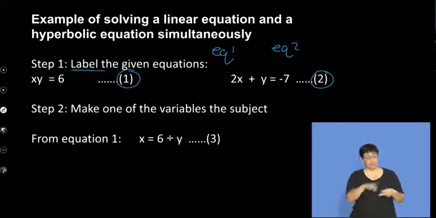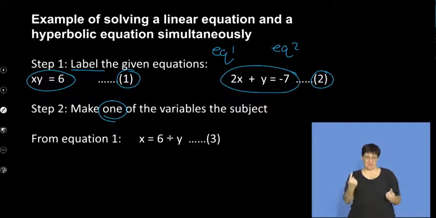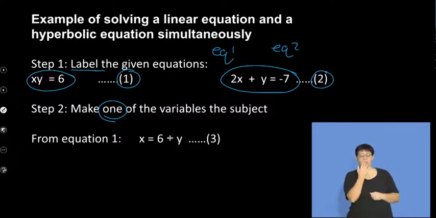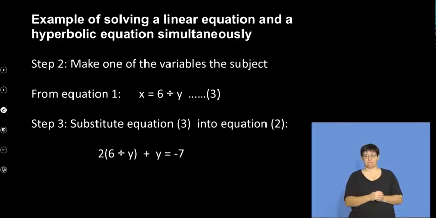The second step, you must make sure that you make one of the variables the subject of the formula. But now, for me to choose which one between the two, I can either use equation 1 or I can use equation 2. It really depends on what your preference is. But because I just want to spice things up, I'm going to take equation 1 and make my equation 3. So you label the equation that you're going to form as equation number 3. And therefore it will become x equals 6 divided by y.